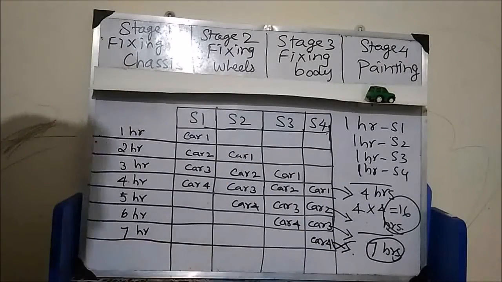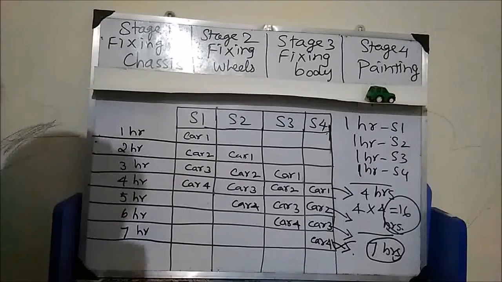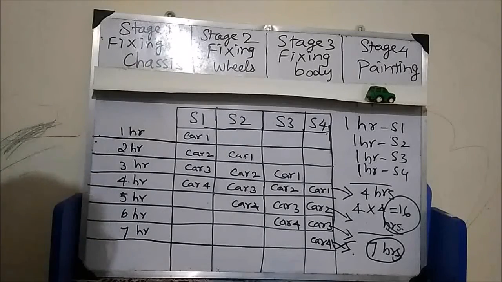The same 4 cars can be completed in 7 hours if you use the pipelining execution, and if you are going to use the sequential execution, it takes 16 hours. Now let's correlate this with the execution of the instructions in the pipeline.